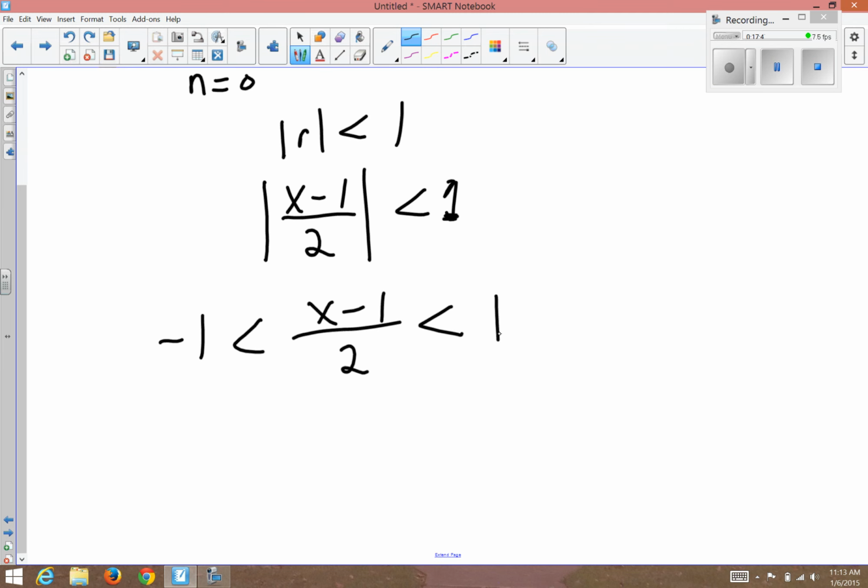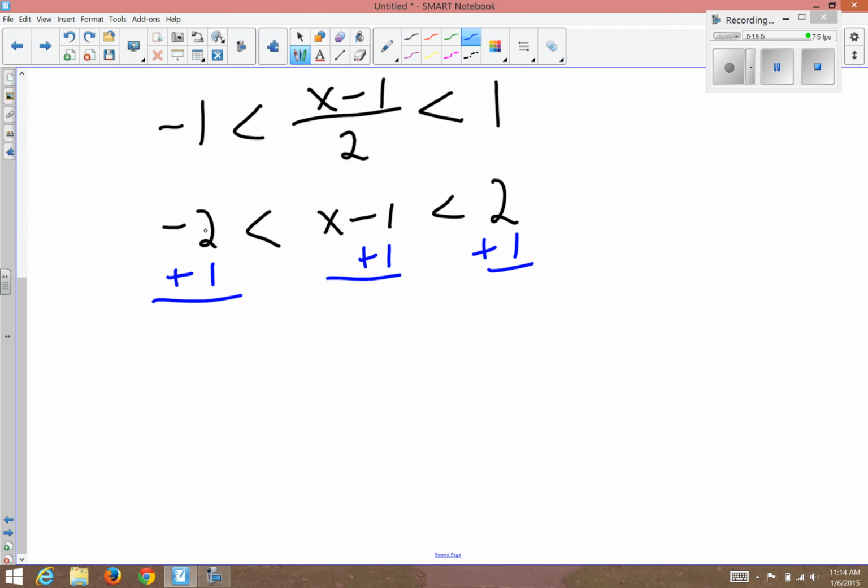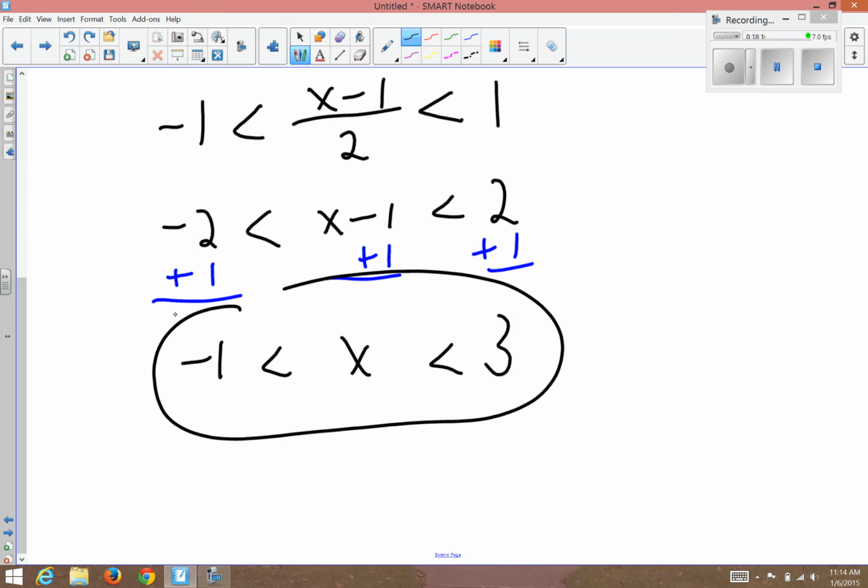I'm now going to multiply by 2. 2 times -1 is -2. Copy this. 2 times this fraction is x minus 1. Copy that. 2 times 1 is 2. And now I can add 1 if I want to, as long as I add 1 over here and add 1 over here. -2 plus 1 is -1. Copy. X minus 1 plus 1 is x. Copy. 2 plus 1 is 3. So that's called the interval of convergence.